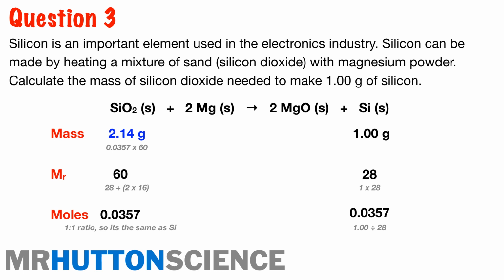And now for step 7, we can calculate up, so we're going to times our moles by our MR to give us our mass of 2.14 grams. If you need to pause the video or go through that question again, please do so now or carry on to question 4.